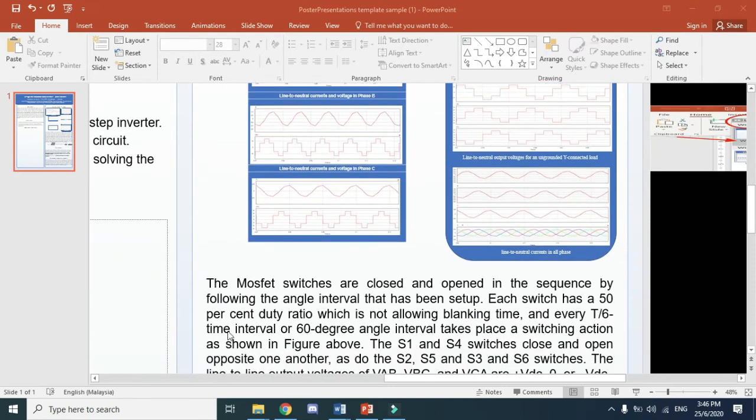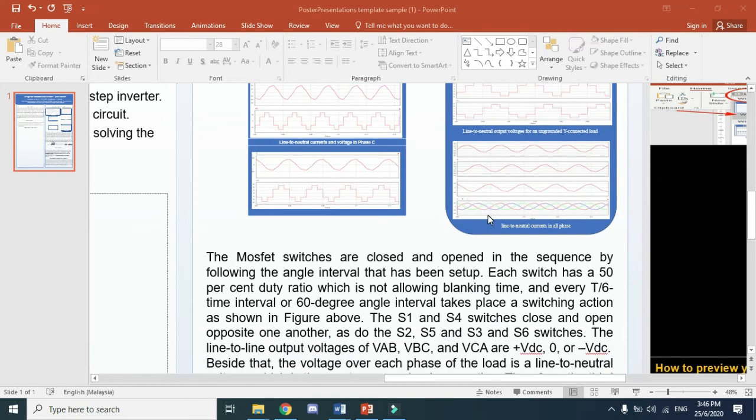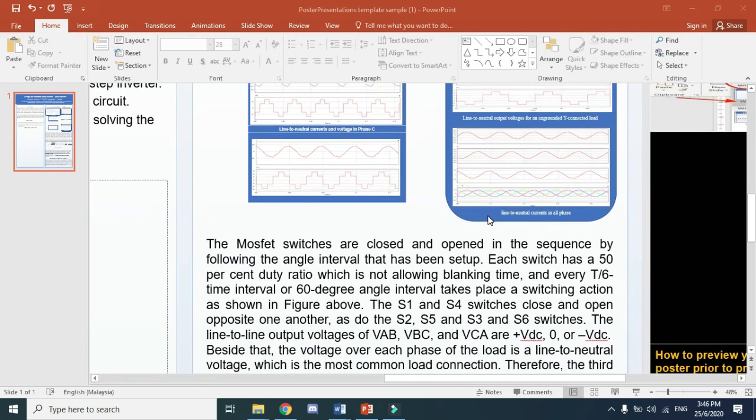And every T per 6 time interval, or 60 degree angle interval, a switching action takes place as shown in the figure above. The S1 and S4 switches close and open opposite one another, as do the S2, S5, and S3 and S6 switches. The line to line output voltages VAB, VBC, and VCA are positive VDC, 0, or negative VDC.